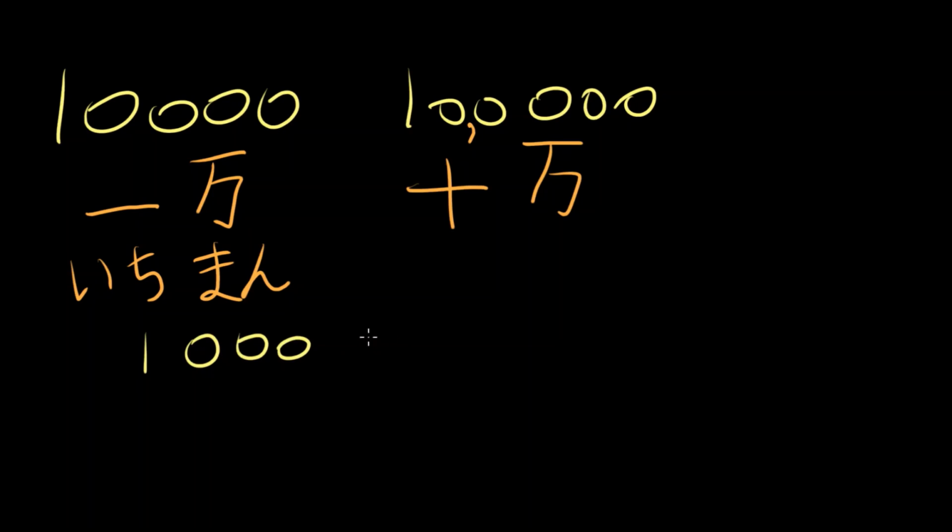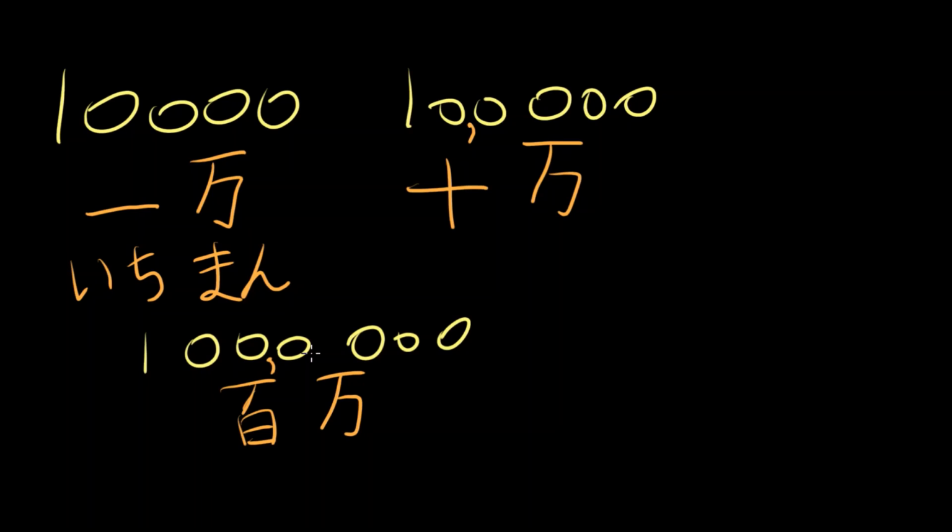Okay, what about 1 million? 1 million is just 100,000... sorry, 100 10,000s. 100 10,000s, because there are 100 10,000s.